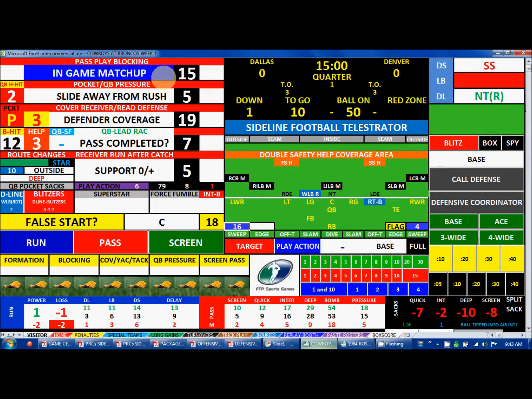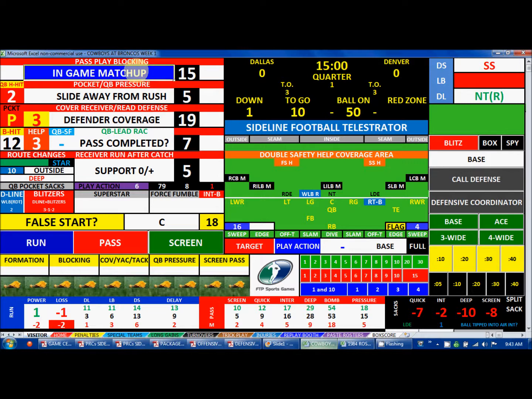If pressure is provided, or if the offensive line fails to provide pass blocking, you move to the pocket/quarterback pressure area. And this is the individual player action. So depending on what happened in this matchup, in the pocket/pressure scenario, it calls for the quarterback to try and slide away from the rush. If he does, you simply follow everything as outlined in the instructions for if the quarterback is in an aggressive, normal, or conservative mindset. And then when it comes time to throw a pass, that's down here.